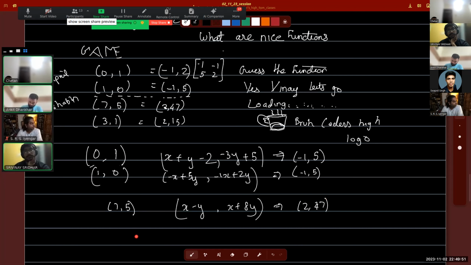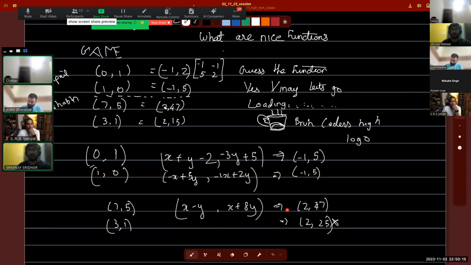Let's check with the second condition, that is 3, 1. If you give it 3 comma 1, it gives me 2 comma 1 plus 8. I didn't do it for both the equations. It does not satisfy the second one. Yeah, I did it separately.